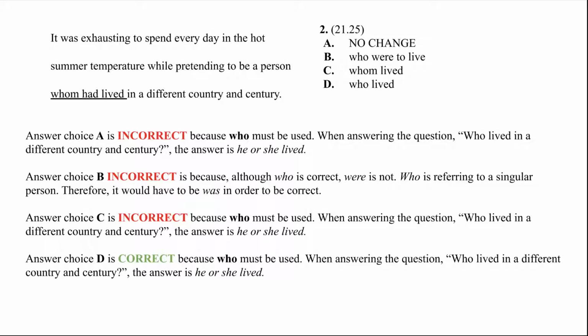So it's going to be either B or D. And in this case, it's going to be answer choice D because B, who were to live, just messes with verb tense, kind of creates a more confusing sentence. So when in doubt, go for the more concise, clear answer, and that's going to be D in our case.